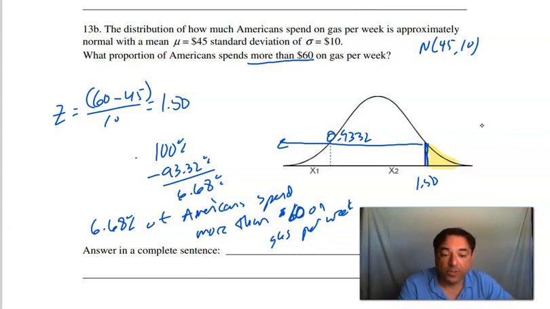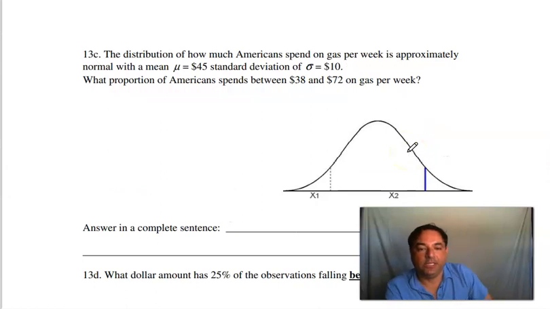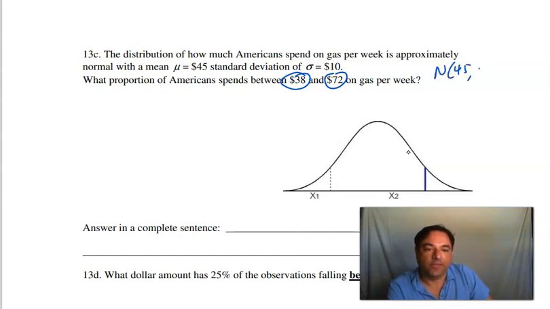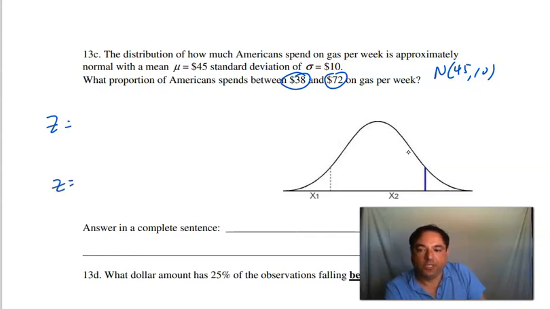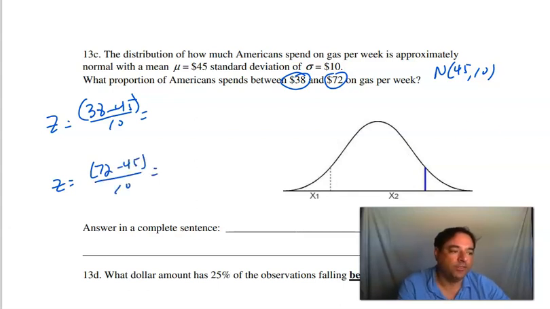So we did less than, we did more than. Now we're going to do in between. For in between, we have to have two values. So now we're looking for between 38 and 72. Again, it's still normal. Average is 45, standard deviation is 10. We're going to be doing two z-scores now. The first one is 38 minus 45 divided by 10, and the second one is 72 minus 45 divided by 10.